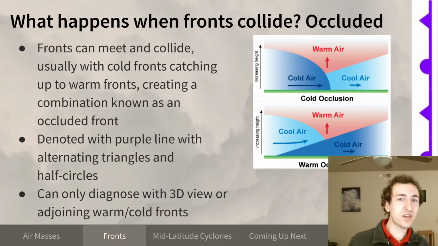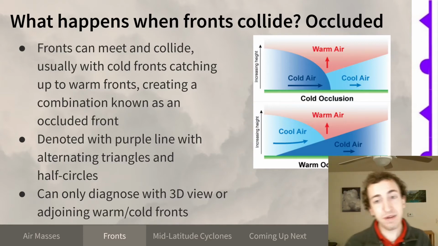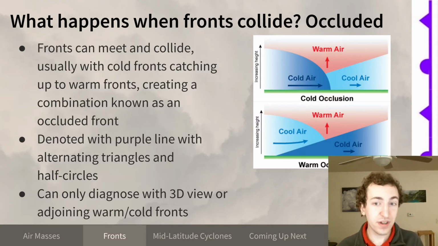So there's another sort of combined type of front that we want to talk about, which is what happens if two fronts collide with each other. This is where we get something called an occluded front. And typically this happens because cold fronts with cold air behind them are moving faster than warm fronts do. So the cold fronts tend to catch up to warm fronts, and we get combinations that look like this.